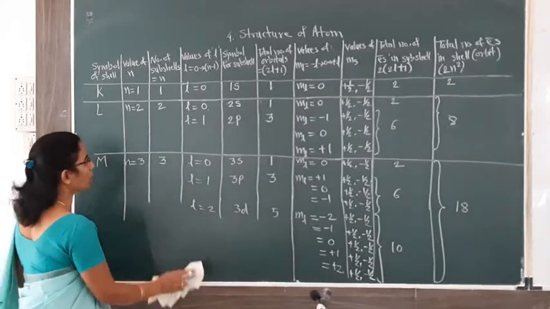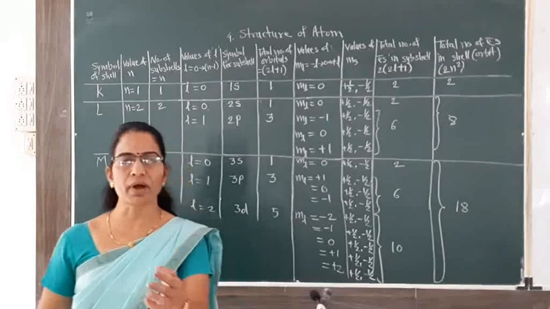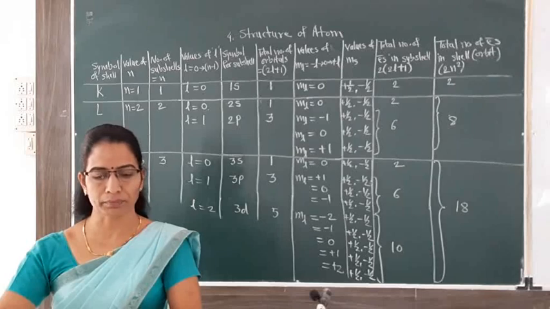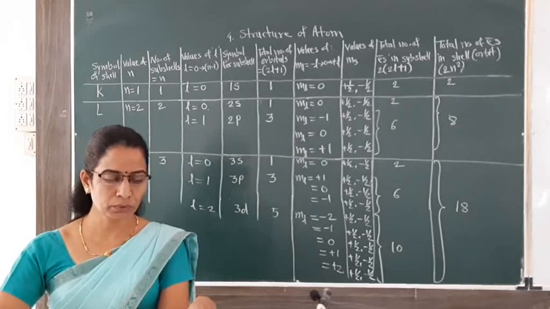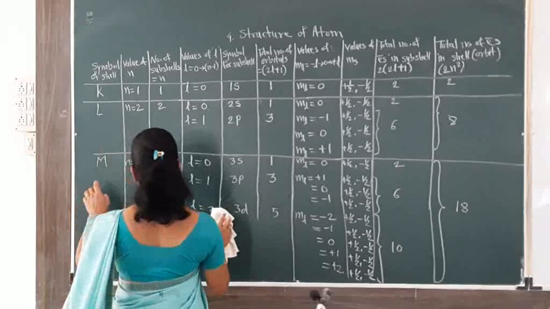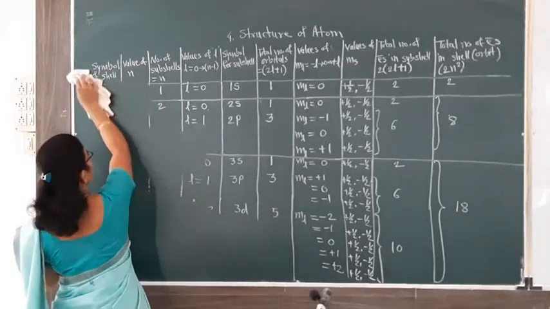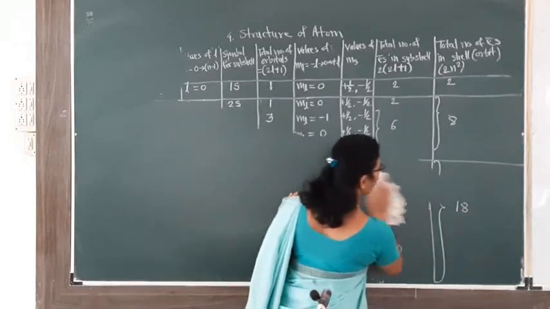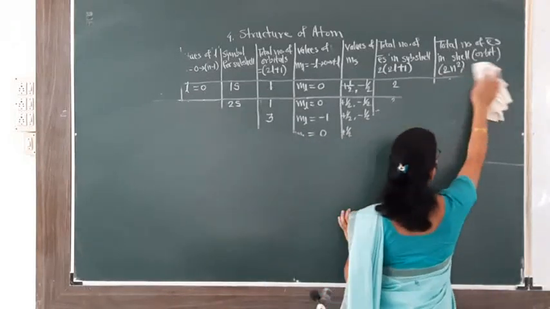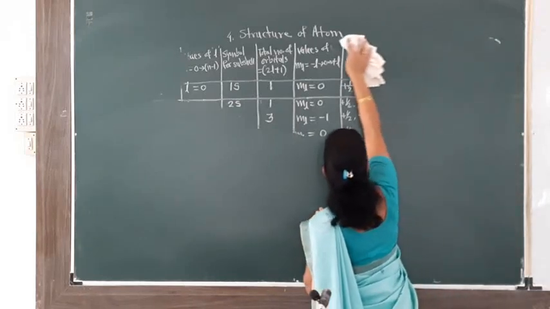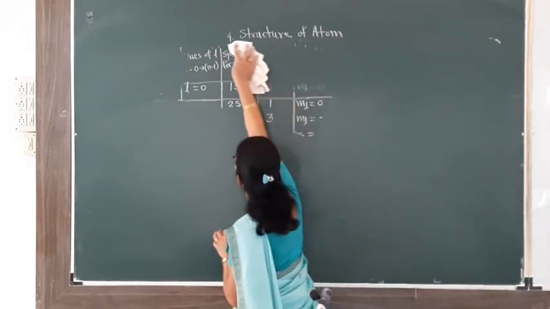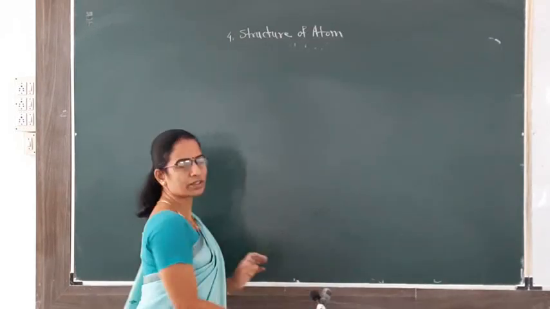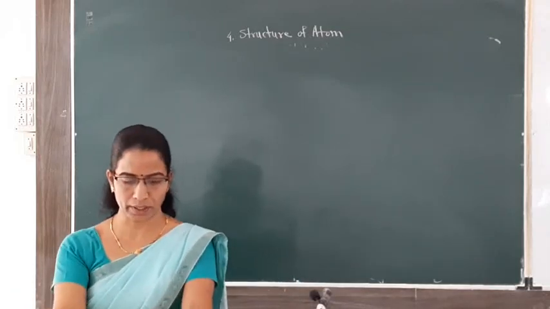So if you know the value of N, then you can find the values of L, ML, MS and so on. So at home, try to write the values of all these quantum numbers for the N shell. This is also given in your textbook. And check whether 32 electrons are present in the N shell. The total number of electrons present in the fourth energy level is given as 32. Okay.